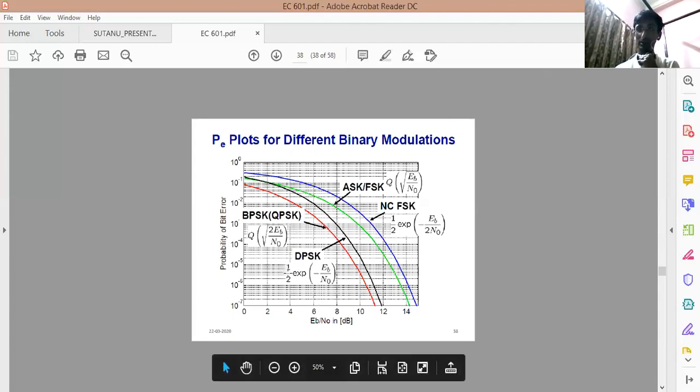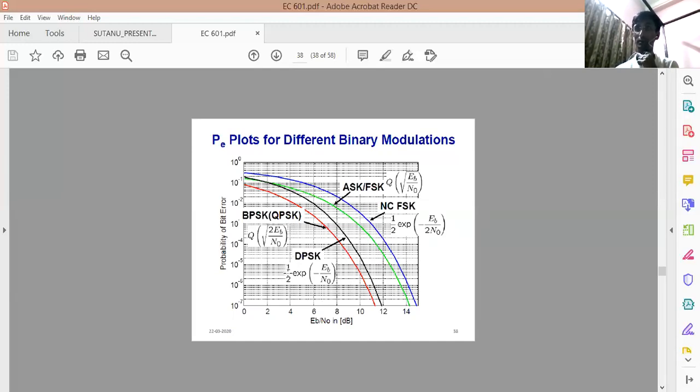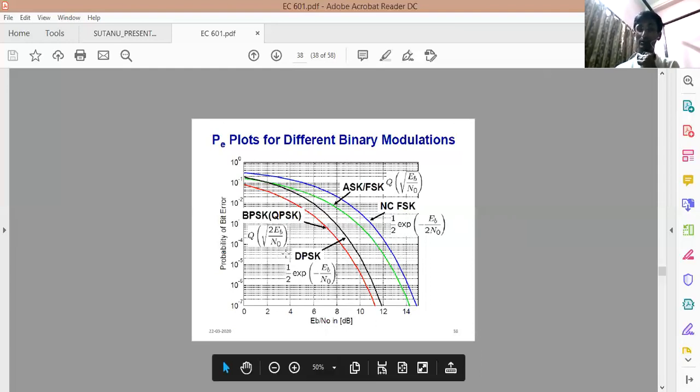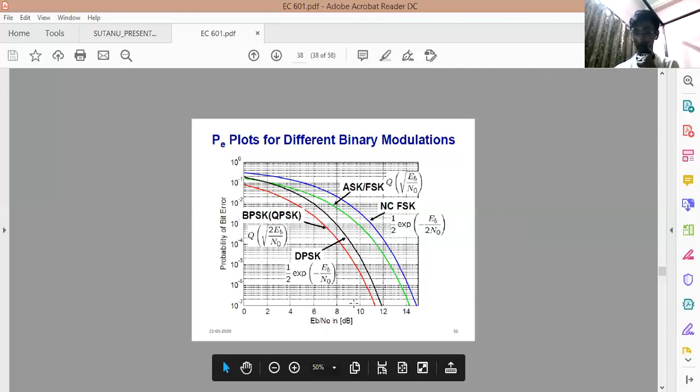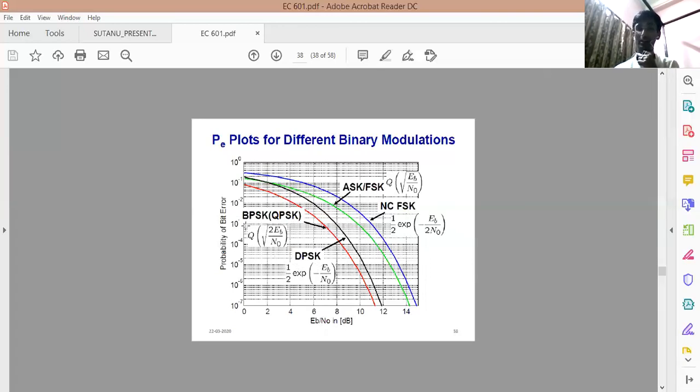On the other hand, DPSK means the comparison between the same signal and the delayed signal, and then you are getting it in terms of an exponential function directly, not like the Q function, the complementary Q function. Okay, so it can be defined using a direct exponential function. We do not need any definition like the Q function.